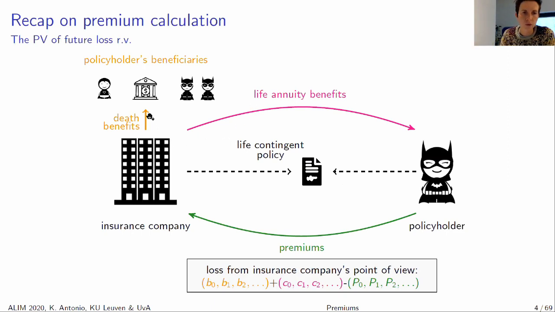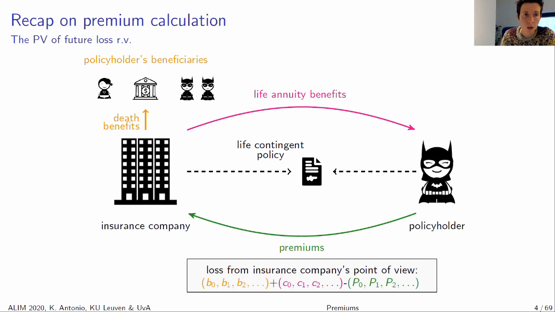And we've got the death benefits. And these, of course, will not flow from the insurance company to my policyholder, because these are in the policy to cover or to come up with a financial compensation when the policyholder dies. So these will flow from the company to the policyholder's beneficiaries.